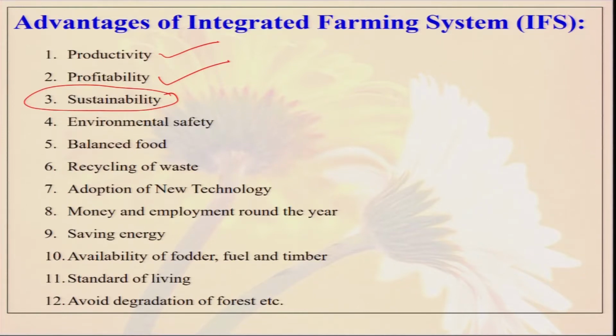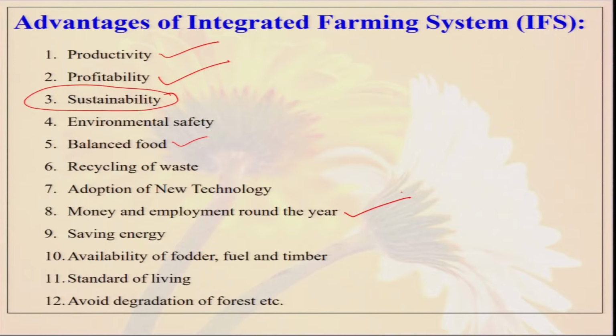Sustainable means we are getting enough produce for today and also for the future without disturbing the soil and without disturbing the environment. We are getting balanced food. A farmer from a farming system gets cereals, he gets his dal or pulses, he gets his oilseeds, he gets his vegetables, fruits, meat, milk, and all the fiber and fodder for his crop. So, always he is getting balanced food, and also money and employment throughout the year.